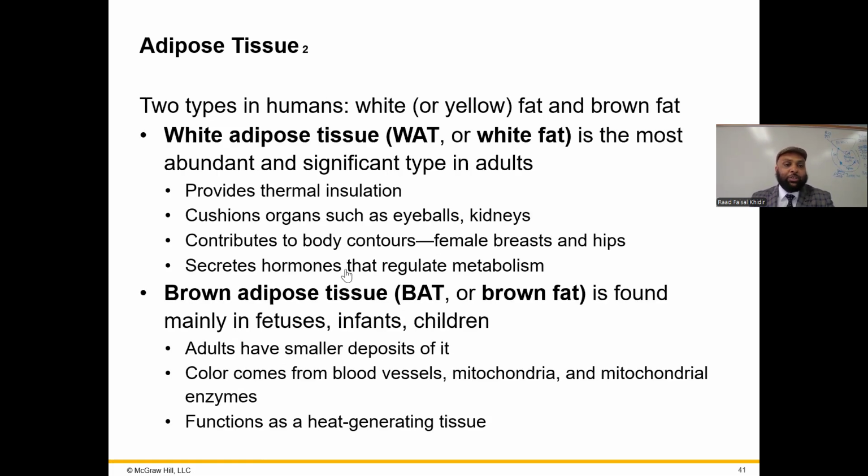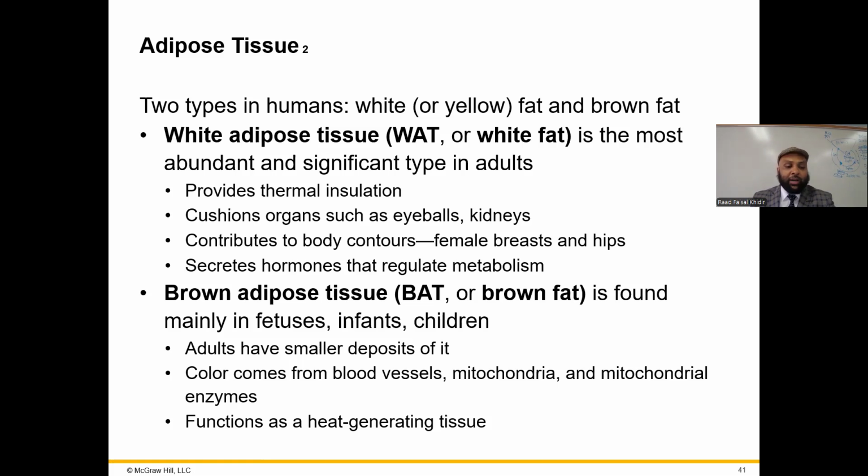Continuing with adipose tissue. So there are two types in humans, white or yellow fat, or brown fat. White adipose tissue, WAT, or white fat, is the most abundant and significant type in adults. It provides thermal insulation. It cushions organs such as the eyeballs and the kidneys. It contributes to body contours, female breast and hip, and it secretes hormones that regulate metabolism.